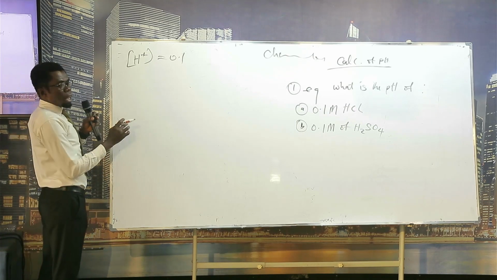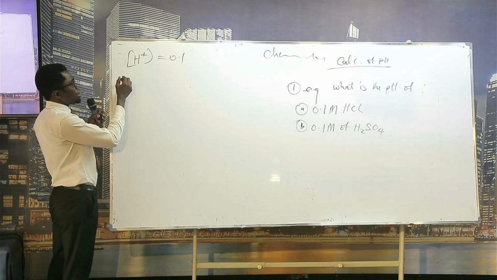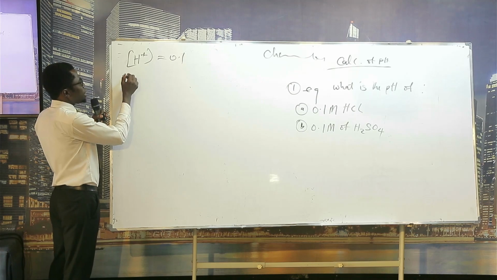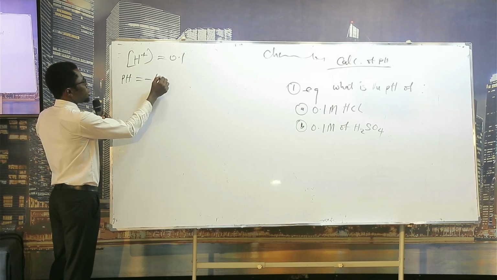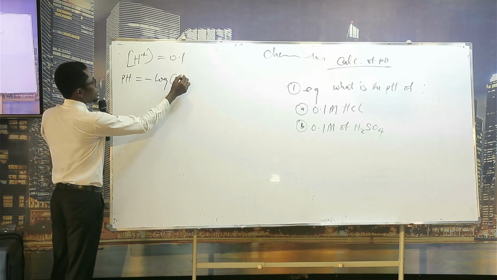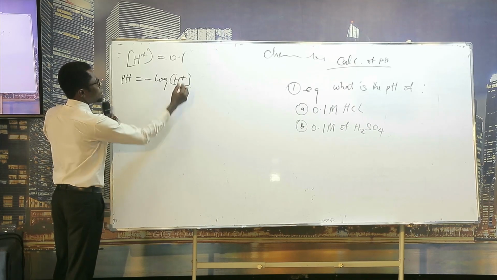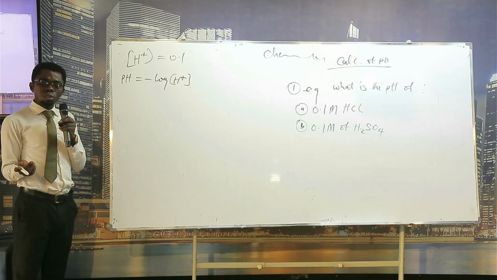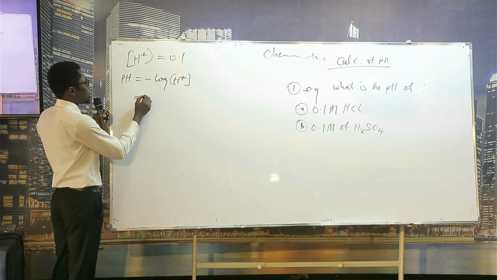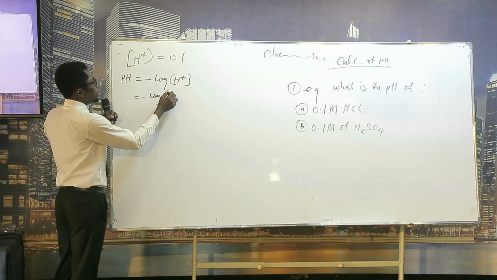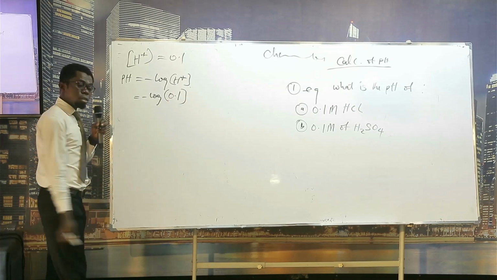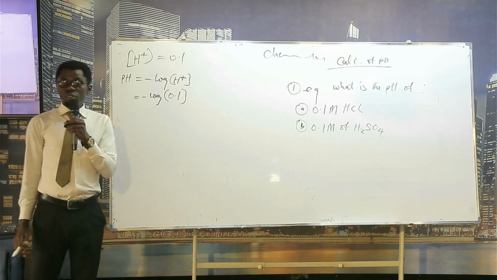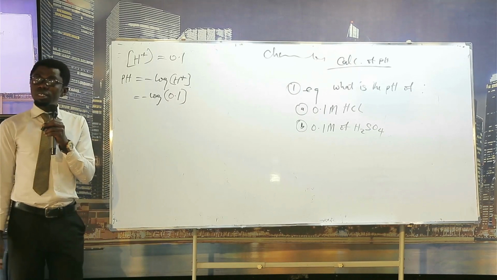But there is a formula. Since we are asked to get pH, it's simple. It doesn't need much problem. This is the formula you are using. Substitute. And what am I substituting? 0.1. Use a calculator if you want to, but there is no need for a calculator here.